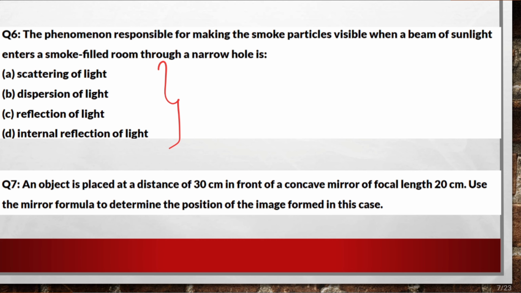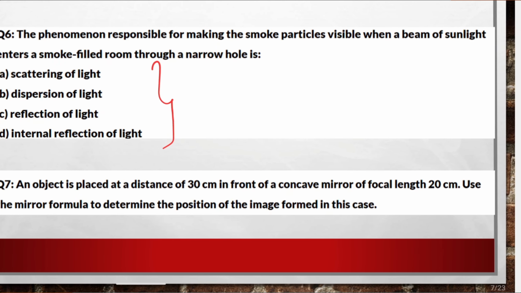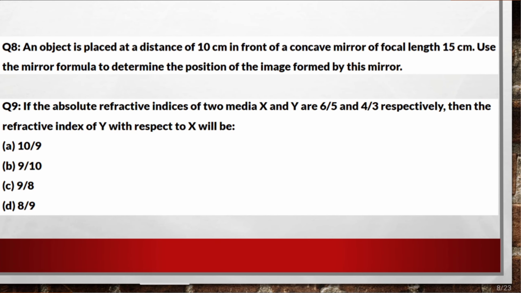Question 7: an object is placed at a distance of 30 cm in front of a concave mirror of focal length 20 cm. Use the mirror formula to determine the position of the image formed in this case. So it's a numerical, you need to use the mirror formula. Then the next question: an object is placed at a distance of 10 cm in front of a concave mirror of focal length 15 cm. Use the mirror formula to determine the position of the image formed by the mirror. So again, this is a numerical.